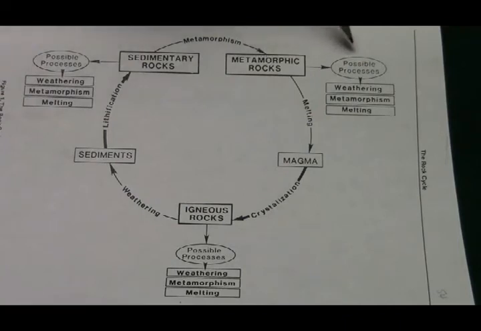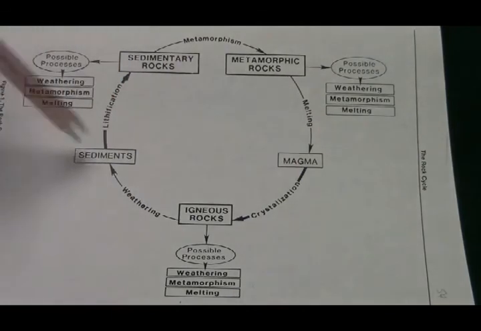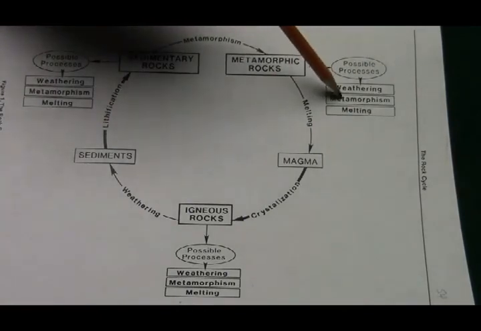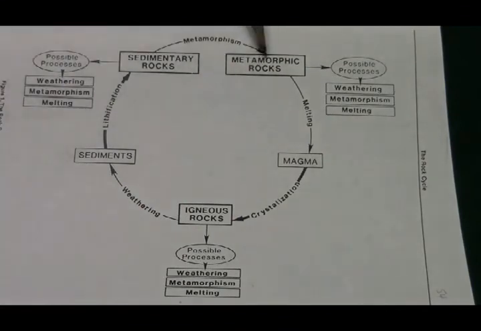Metamorphic rocks, a number of different possible processes. If metamorphic rocks are exposed at or near the surface of the Earth, they're going to undergo weathering, and when you undergo weathering, you always produce sediments. If you take metamorphic rocks and expose them to further heat and pressure, then those metamorphic rocks can change into a different kind of metamorphic rock through the process of metamorphism. And again, if we take metamorphic rocks and get them hot enough, they will melt, and when that occurs, you're always going to end up with magma once again.